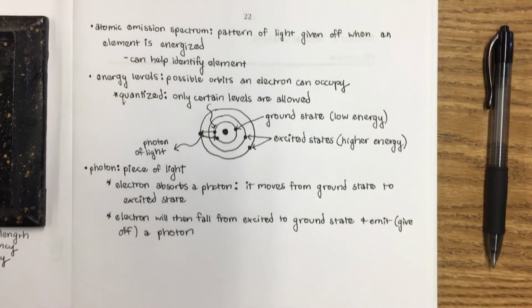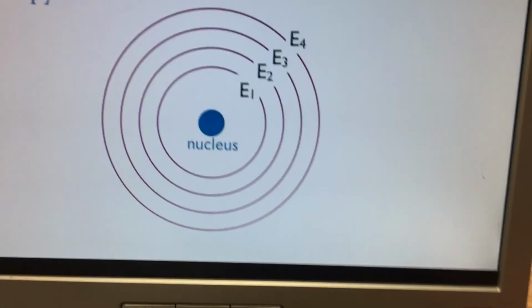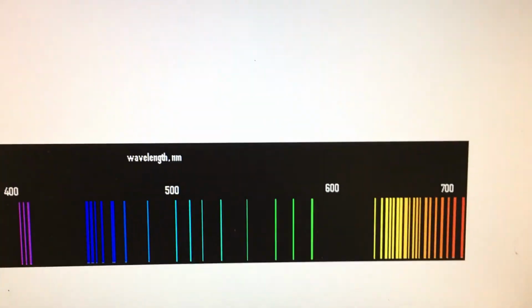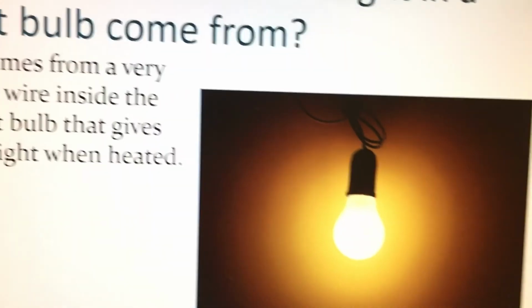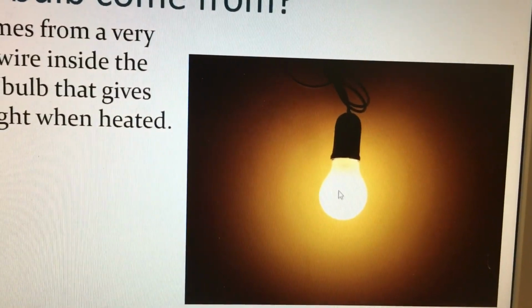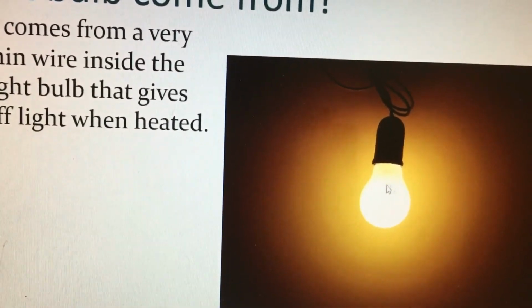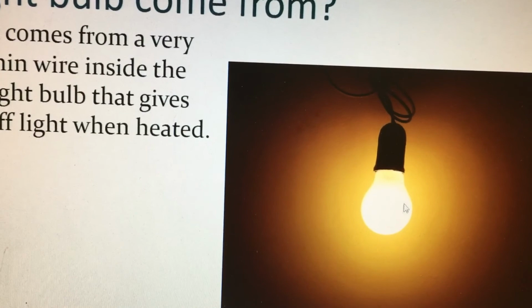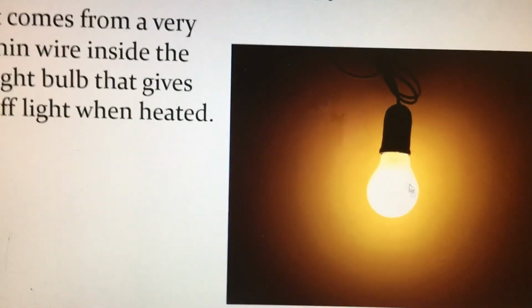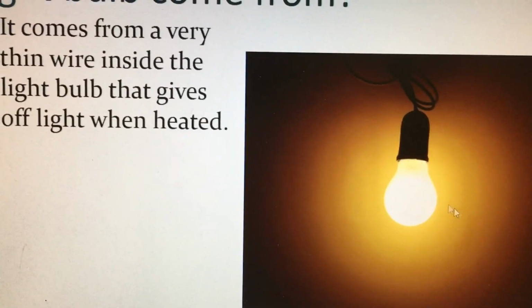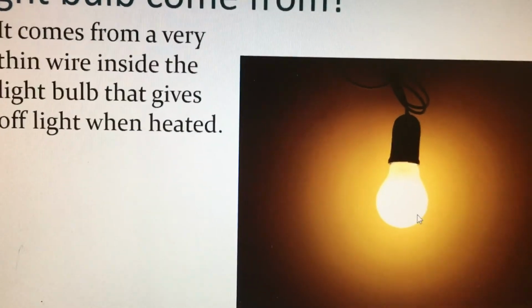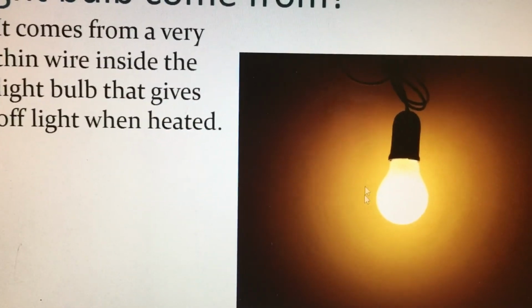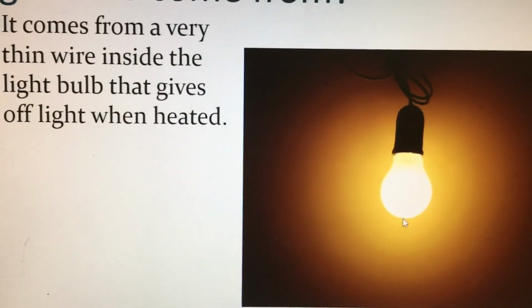Again, this is what is going on in your light bulb. Let's go back to the picture of the light bulb. Tungsten, we're zapping it with electricity, so all of the electrons in there are getting a lot of energy, jumping up to excited state, and then they're falling back down and giving off a lot of different colors of light because there are a lot of different energy levels in tungsten. And our eyes see that light as white.